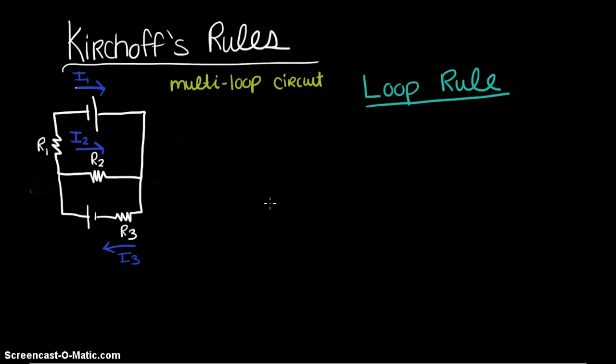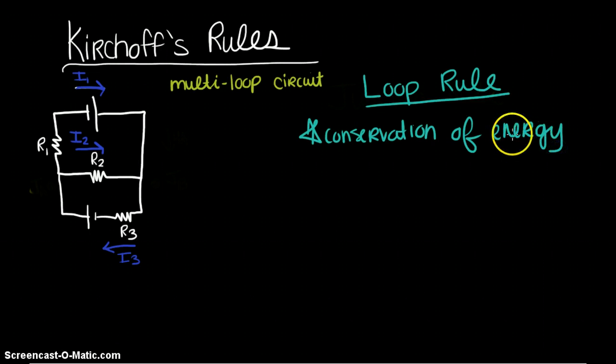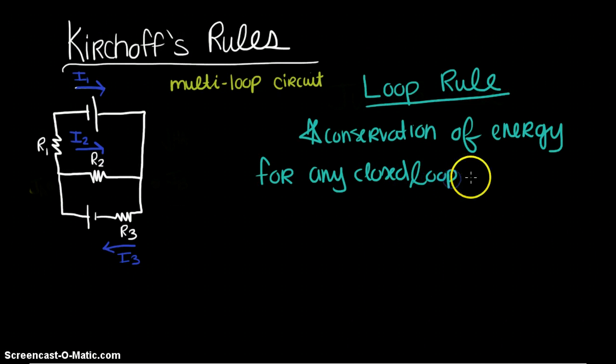The second of Kirchhoff's rules is called the loop rule. The loop rule is an application of conservation of energy. In the junction rule, we talked about current. For the loop rule, we're going to be talking about delta V, or the potential difference. So with the loop rule, what we're saying is for any closed loop, the delta V must equal 0.